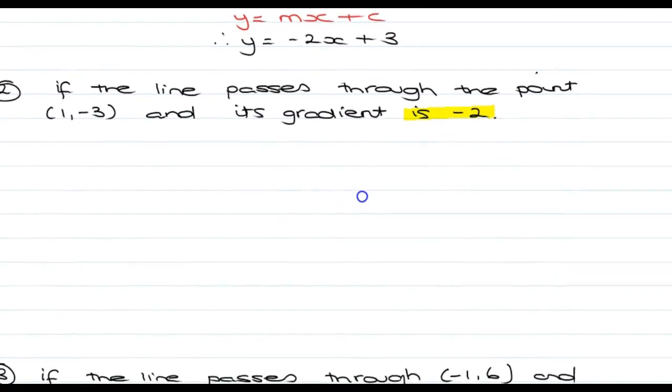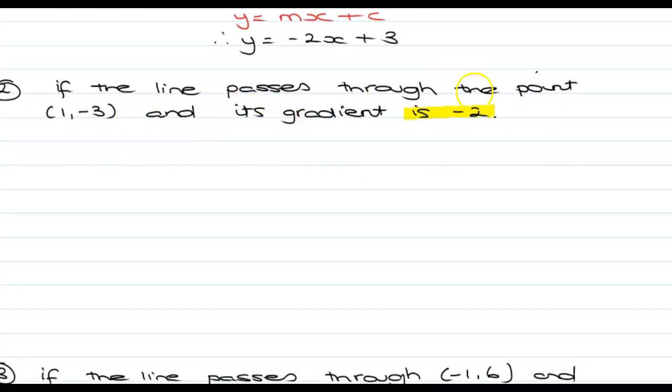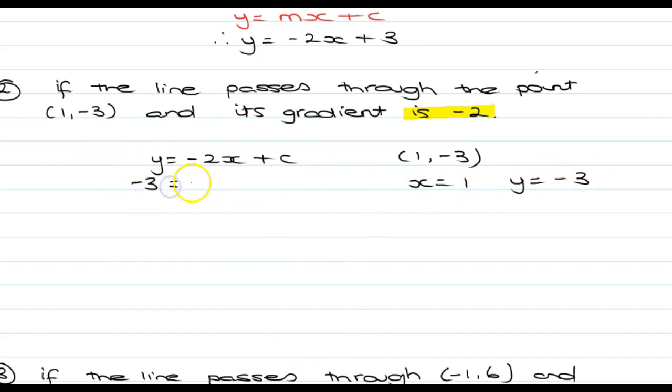Now the second example says that this time we've got the line passing through one single point and we've been given the gradient. So in this instance I'm going to write the equation y equals mx plus c with the known gradient, so it becomes y equals -2x plus c. Now I have a known coordinate which is (1, -3). This, don't forget, is the x value, so that's x equals 1 and y equals -3. So I'm going to use that known point in this equation to find c. So let's sub in -3 equals -2 times 1 plus c.